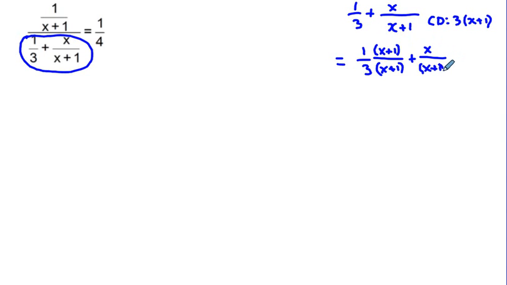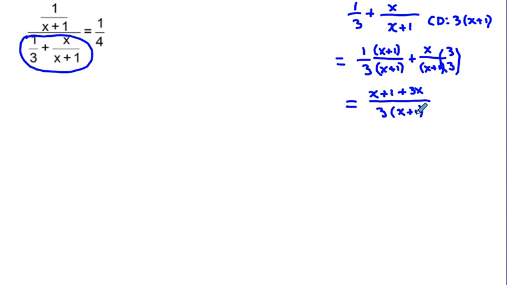and to get this common denominator of 3 times quantity x plus 1, we have to multiply both the denominator and the numerator by 3. And when we do that, we have 1 times x plus 1, plus 3x over 3 times quantity x plus 1.